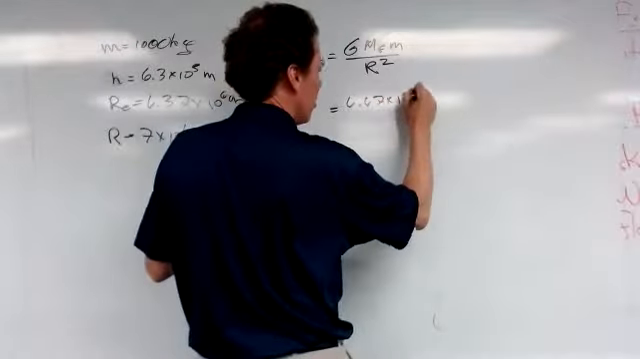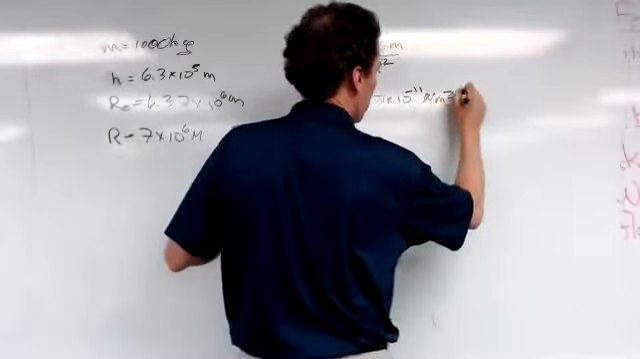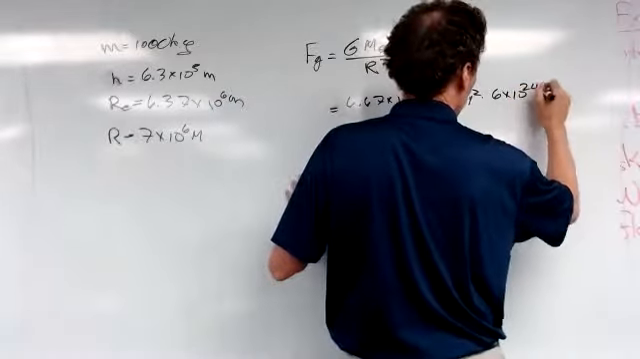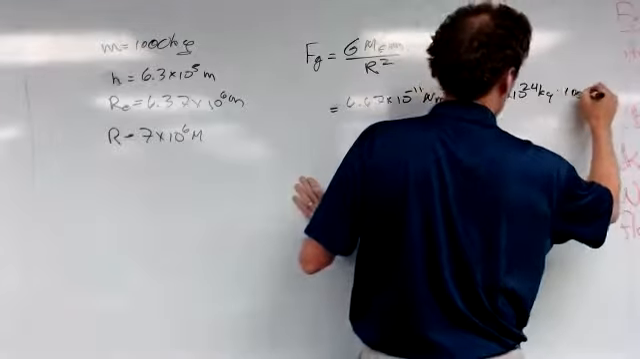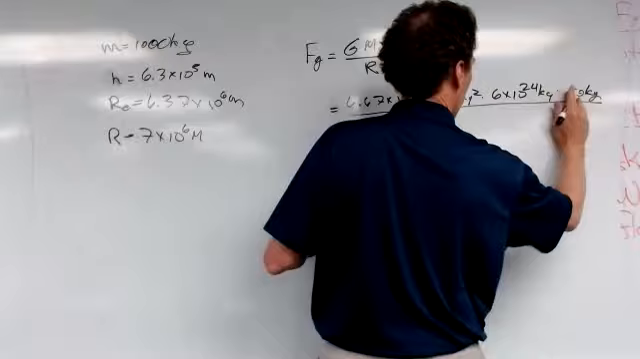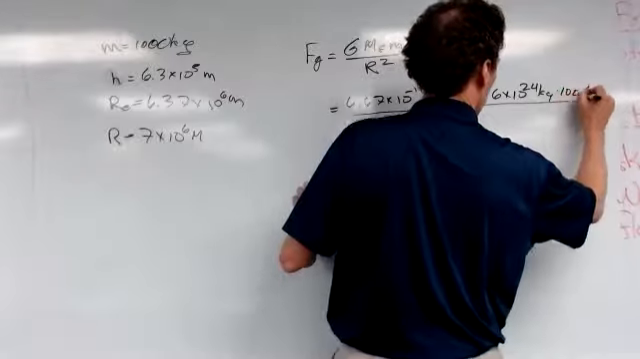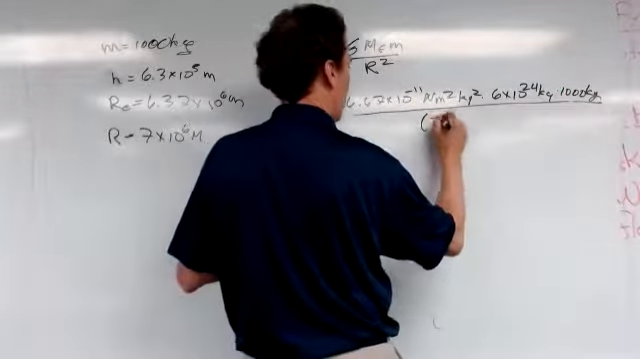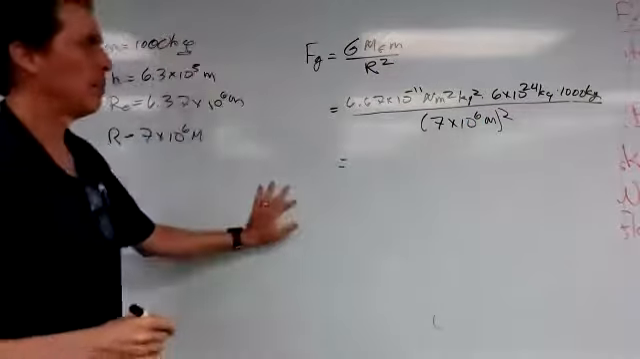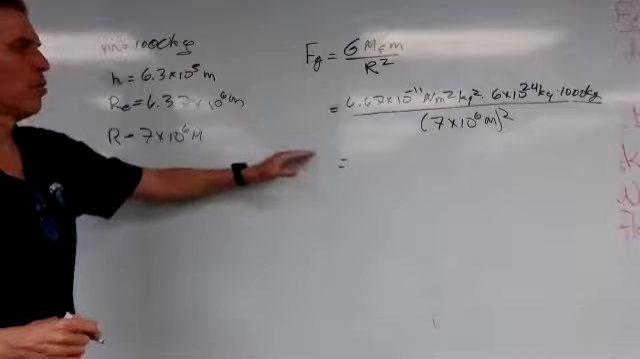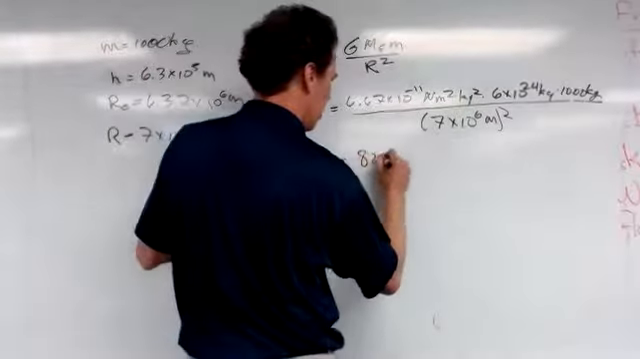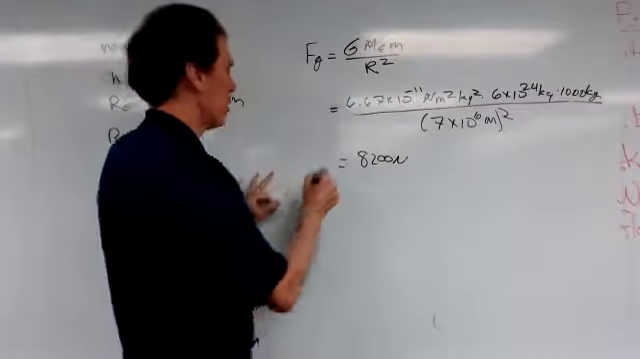6.67 times 10 to the negative 11th meter squared per kilogram squared times 6 times 10 to the 24th kilograms times 1,000 kilograms divided by 7 times 10 to the 6 meters, all squared, right? And so if I evaluate that, I think it's like 8,200. Is that right? Yeah, something like that.